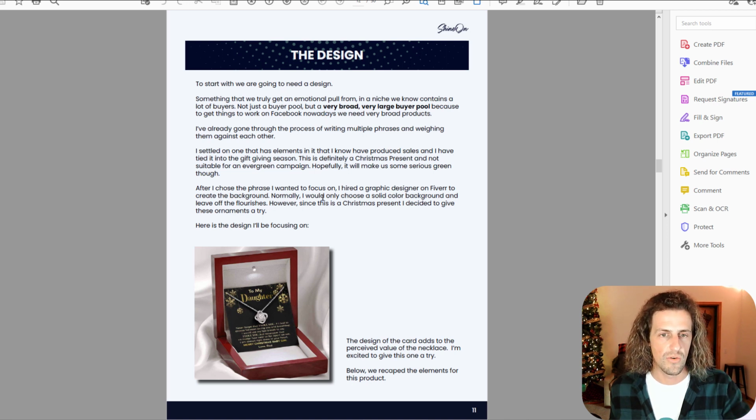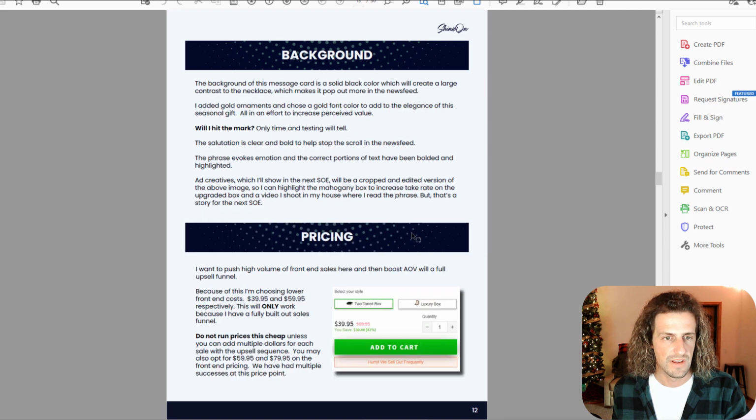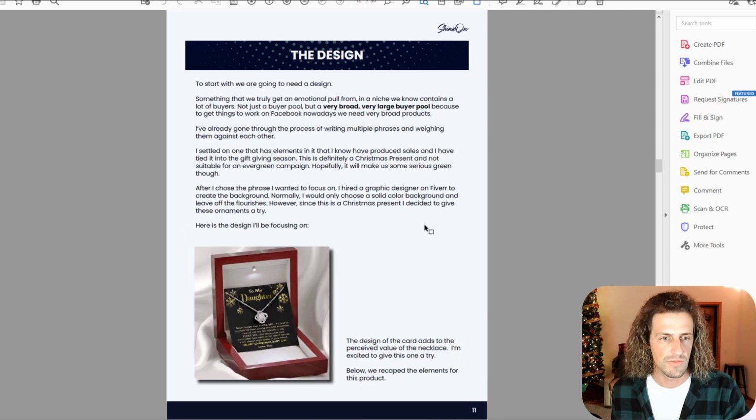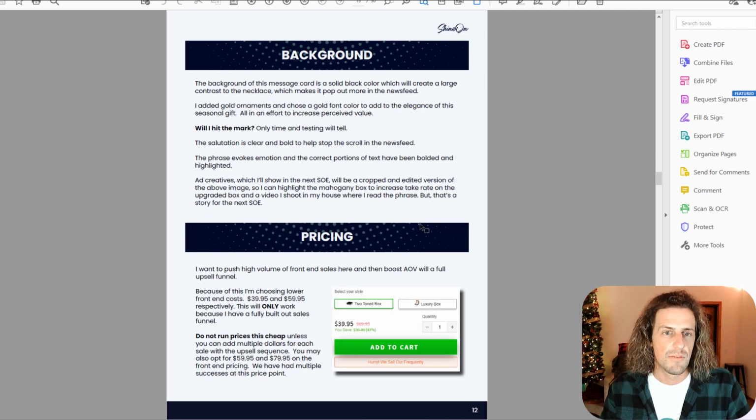So we hired a graphic designer on Fiverr to put this one together, and that's what you can do as well. So background. The background of this message card is a solid black color, which creates a large contrast to the necklace, which makes it pop more in the newsfeed. Have the gold ornaments, as I mentioned before, and really just testing is how we always figure out whether it's going to work or not.